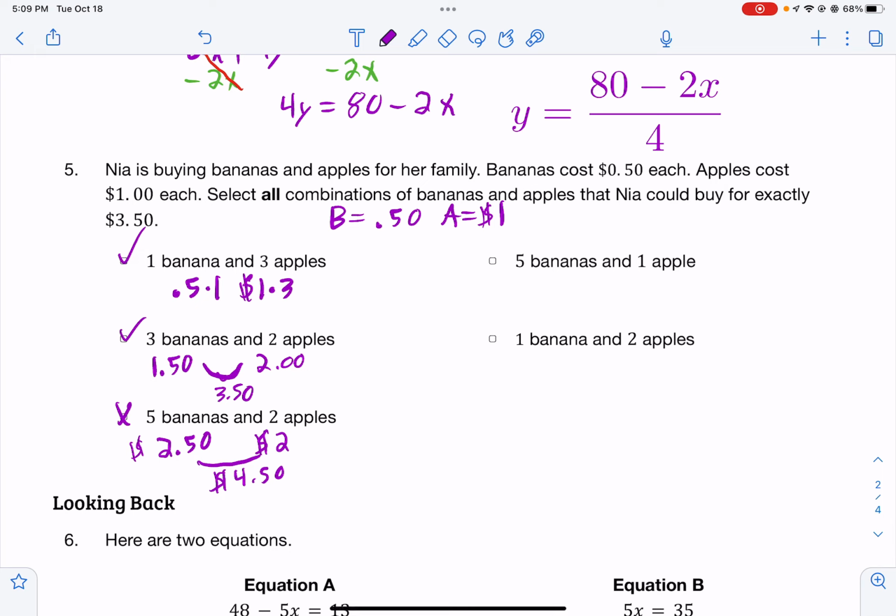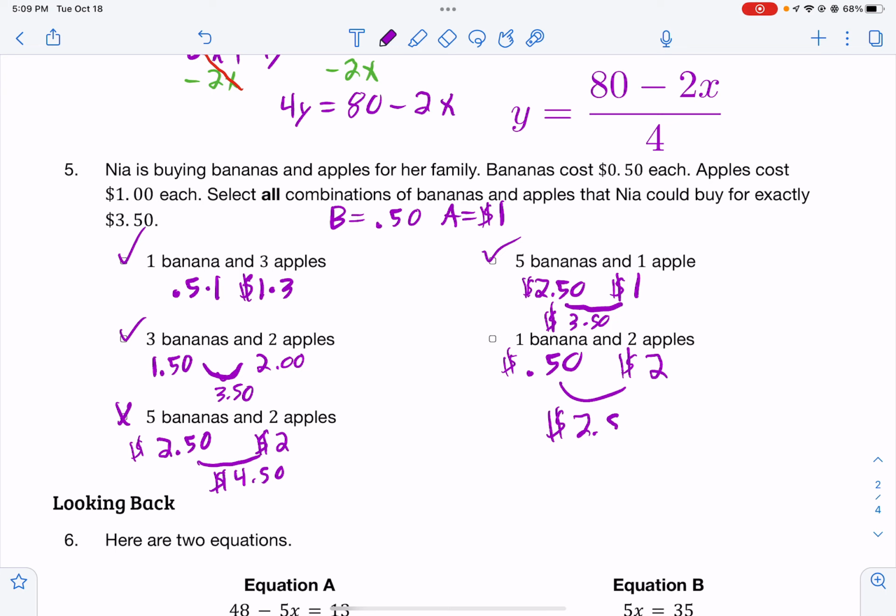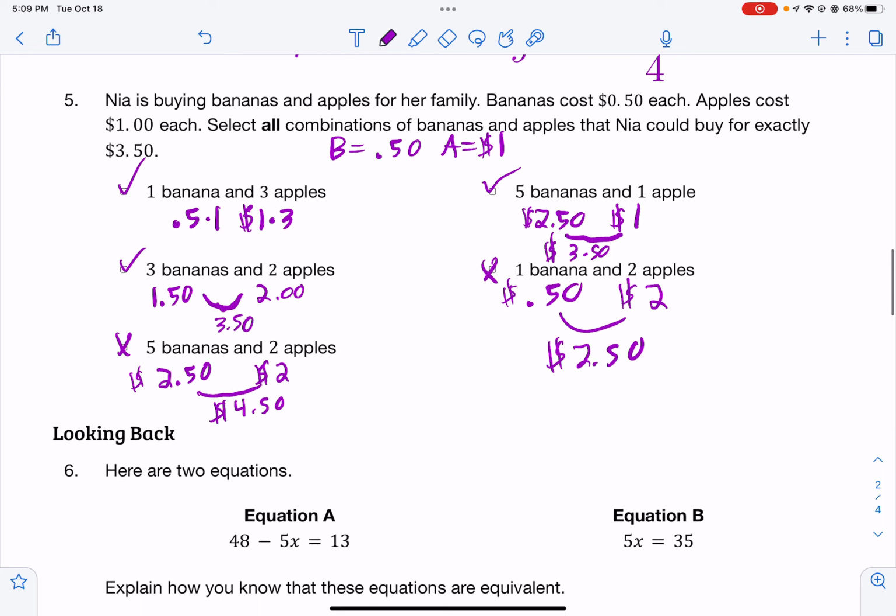5 bananas, that would give us $2.50 again. This time we have 1 apple, which is $1, so that would give us the total of $3.50. And now we have 1 banana. Remember, that's 50 cents. And sorry, the blender's going. 2 apples, that's $2. So that would give us a total of $2.50. So that one does not add up to $3.50.